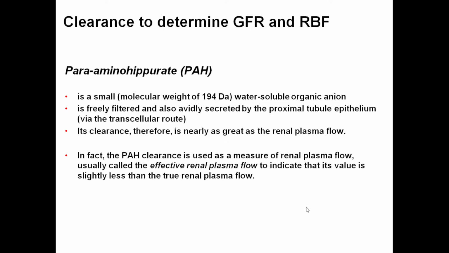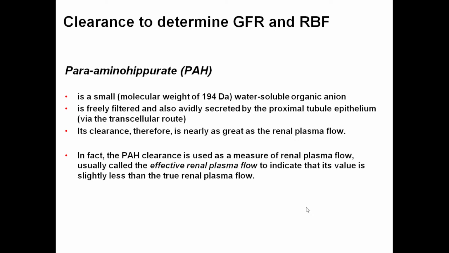Now, clearance also could be used to determine the renal blood flow. And for that, you might use para-aminohippuric acid. Using clearance to estimate the renal blood flow, the principle of clearance can be used to estimate the renal plasma flow rate using such a marker as para-aminohippuric acid, which is a derivative of glycine.